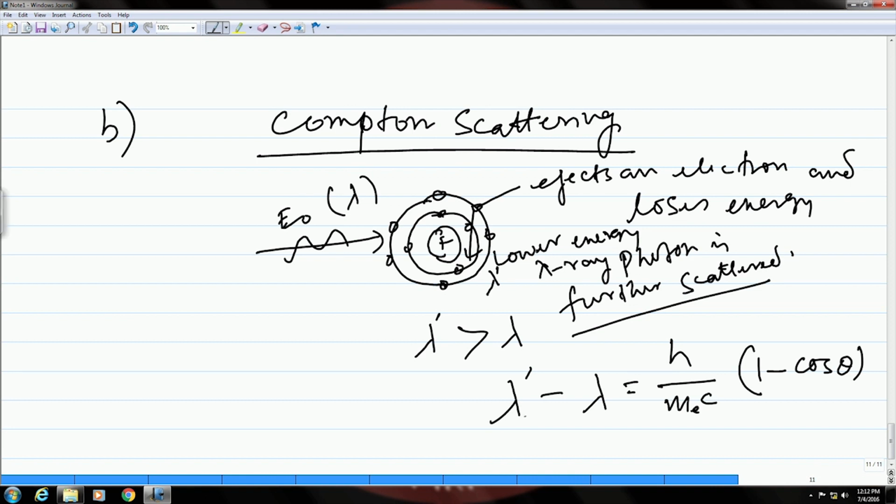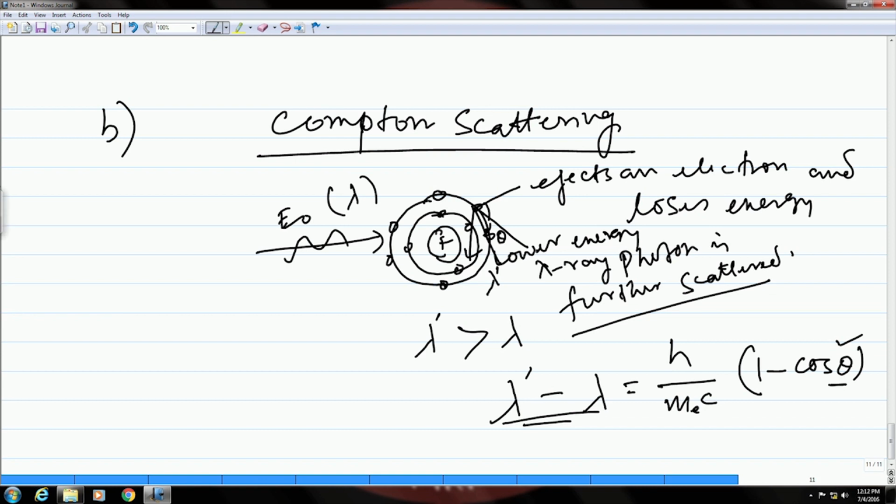And this energy shift depends on this scattering angle theta. Okay. So, it can get scattered again by different angles like this or like this and so on. So, how much energy it will lose depends on the scattering angle, and that is why you see this scattering angle theta coming into the picture in this case.